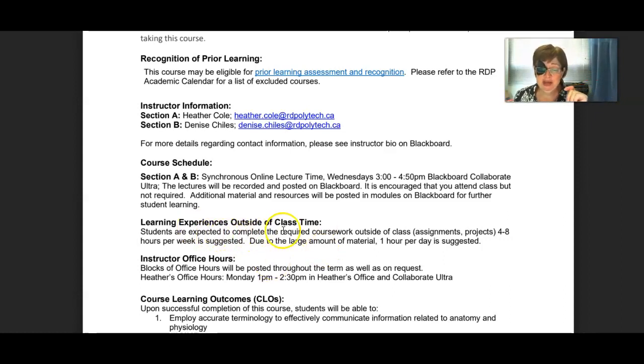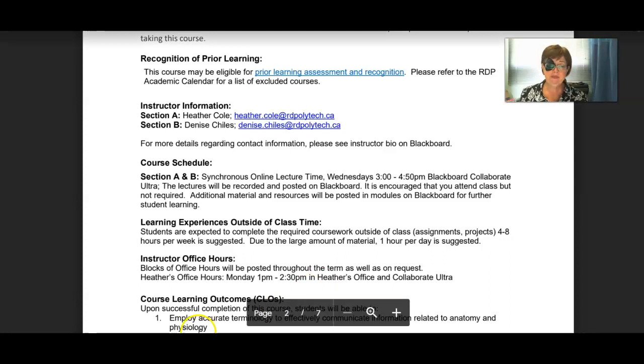This is where I'm expecting you to complete your coursework outside the class time. And there are little assignments and there are some projects, but mainly you're watching the videos and reading your textbook and getting organized. Due to large amount of material, 1 hour per day is suggested. Do not let this back up because it's very easy to get overwhelmed with the amount of information.